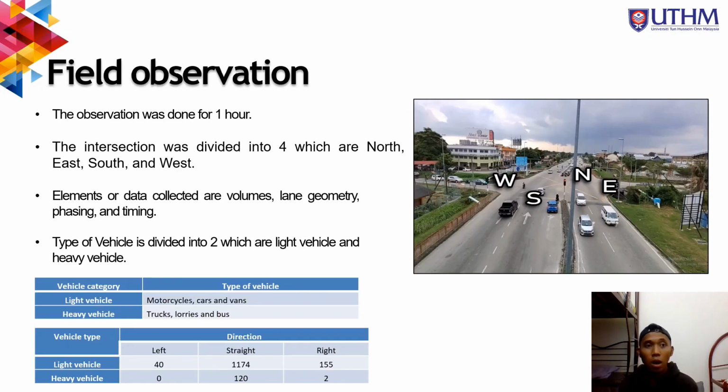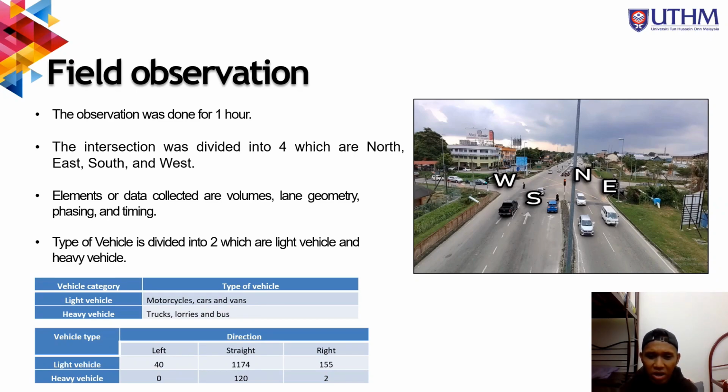Okay, next is the field observations, which for me is the crucial step for this project. The observation was done for 1 hour, and it was made from a higher place because it is clear and easy for us to collect all the data needed. The selected intersection was divided into 4, which is east, north, south, and west, to make the data collection process easier. The data collected were the volume of intersections, lane geometry, phasing, and also timing.